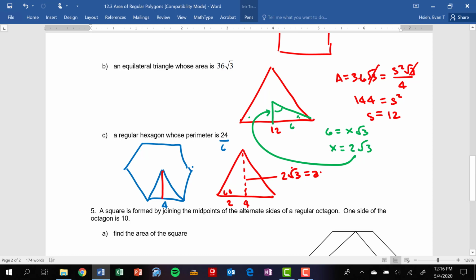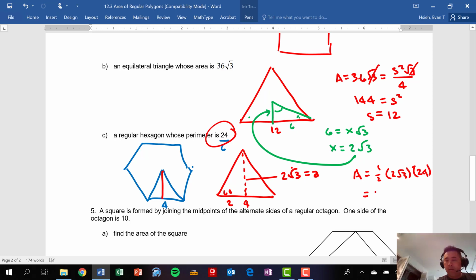And of course, if I wanted to find the area just for fun, I could do area is equal to half of the apothem, 2 root 3, times the perimeter that we're given, 24, and I can go ahead and find the area, which is just going to be 24 root 3, just for fun.